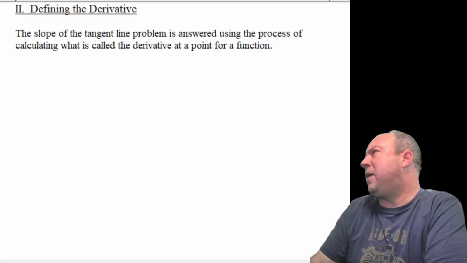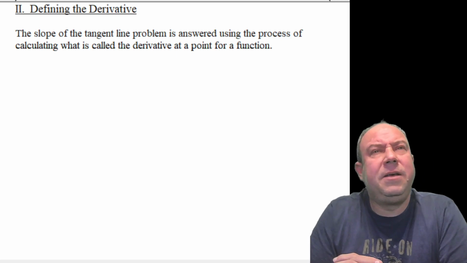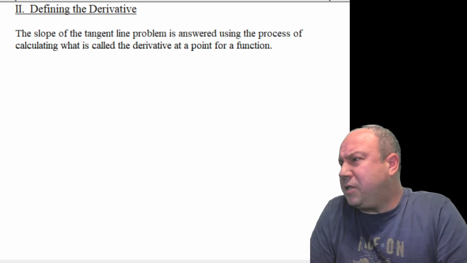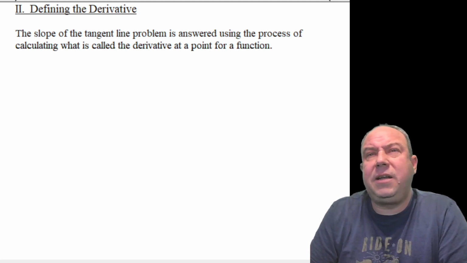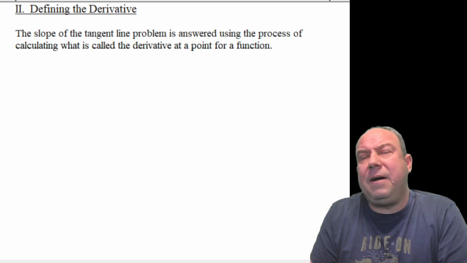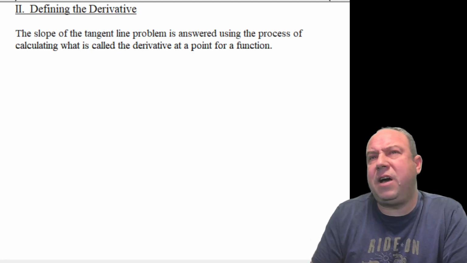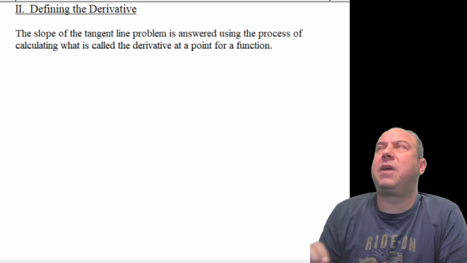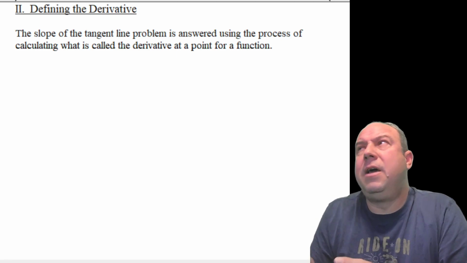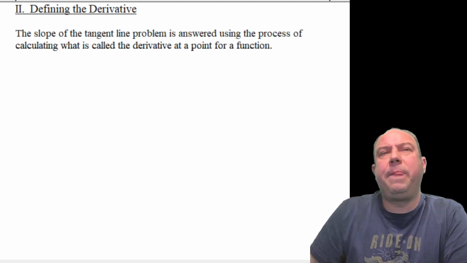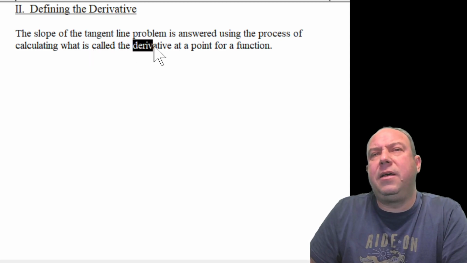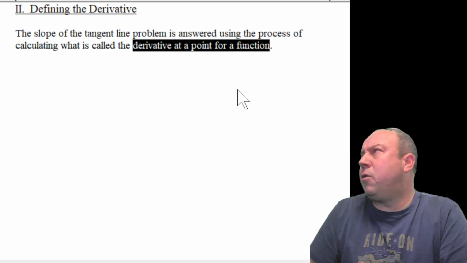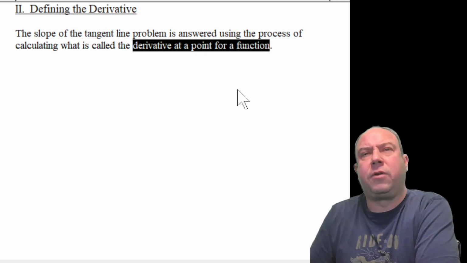So you'll see this is where my notes open. I begin by taking note here that the tangent line problem is answered using a process of calculating what is called the derivative at a point. Careful there. The derivative at a point for a function. When we solve the slope of the tangent line problem, we are solving that problem with a calculation that is known as calculating the derivative at a point for a function.